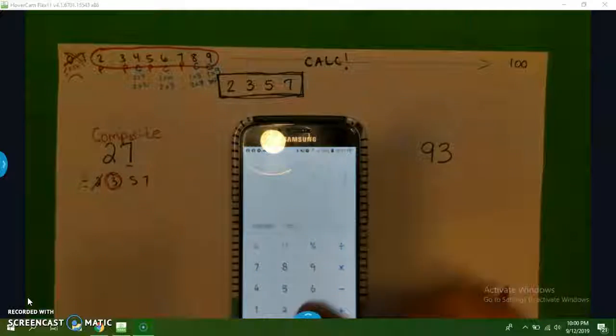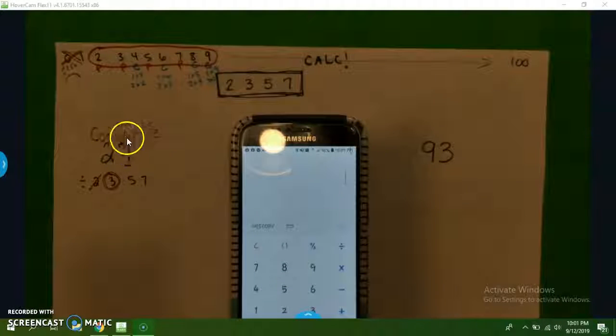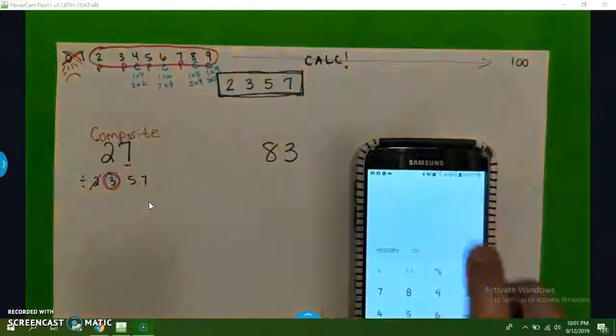Why can I circle something? Because it divides and works out perfectly. I don't care about the rest of these. I'm done with 27. As soon as I find something that works, as soon as I find a number right here that works, then I'm done with 27. It's composite. Let's go to our next question.